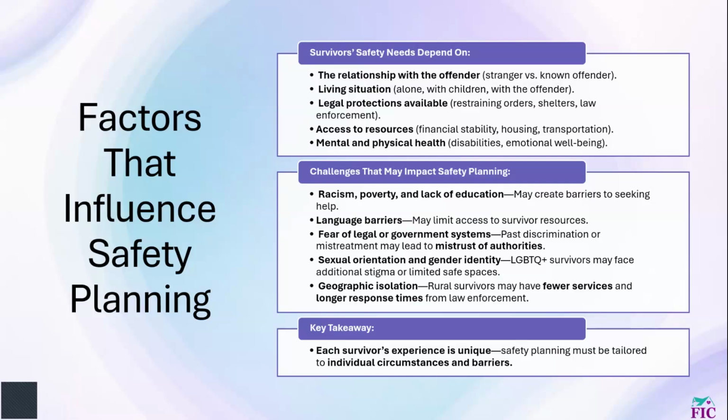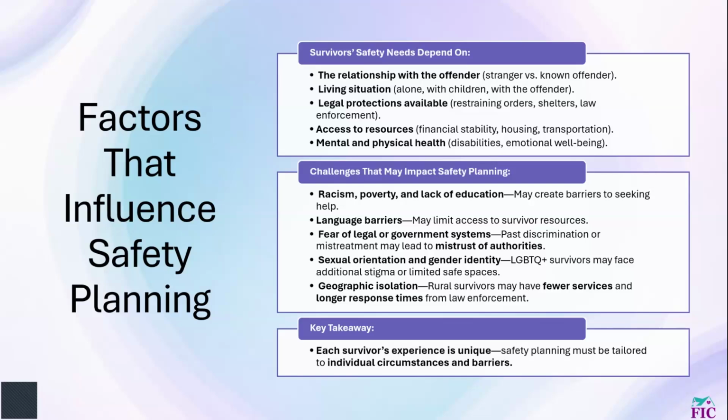So there are certain factors that will influence how we safety plan with a survivor, okay? And some of their needs can depend on, of course, that relationship, right? Someone that they know versus someone that they don't know. It also can depend on their living situation. So if they are living alone, the safety planning may be different. Or if they have children that they need to make a plan with as well, that's going to look different. Or even if they actually are living with the offender, okay?